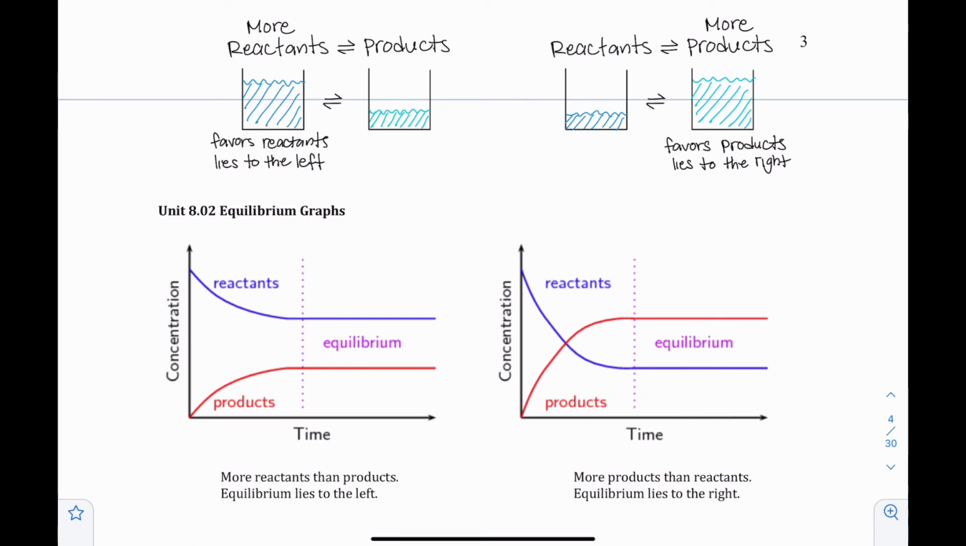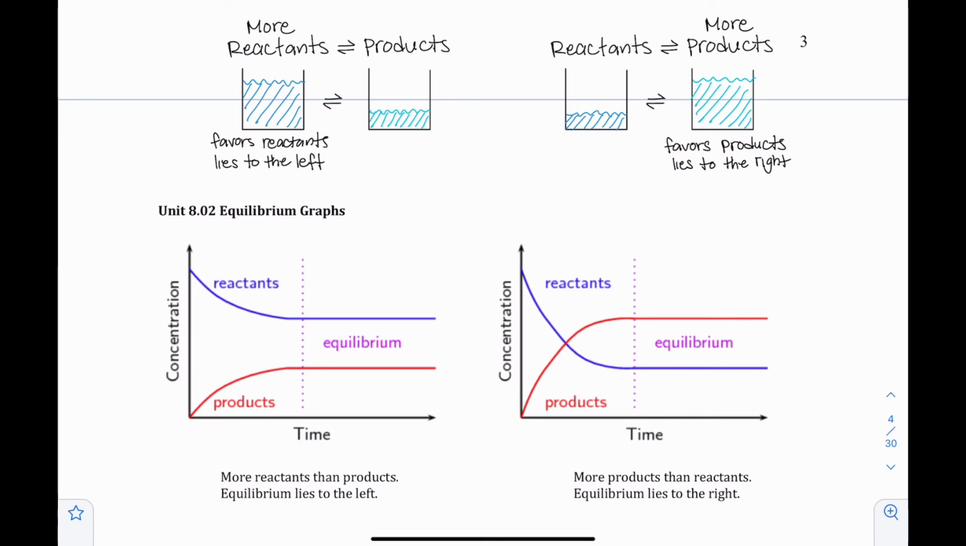So now let's talk about how to graph equilibrium reactions. Remember that at equilibrium, macroscopic properties remain constant, so the concentration of the reactants and products should level out on the graph when the reaction reaches equilibrium. This point is shown on both of these graphs with a pink dotted line. Both graphs start with more reactants, and the concentration of the reactants decreases over time, as the concentration of the products increases over time. The difference is that the graph on the left shows more reactants at equilibrium, and the graph on the right shows more products at equilibrium.